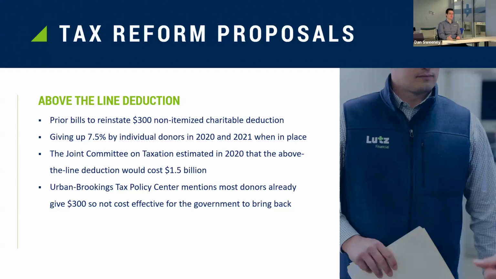And then some other think tanks out there say most people already give at least $300. So we're not really going to motivate people to give even more. All it's going to do is just be more costly for the government. So there's a lot of things working against trying to get that $300 non-itemized charitable deduction back on individuals' tax returns. I think it's kind of a shame, but I do want to bring it up that this idea probably isn't going to go anywhere anytime soon.